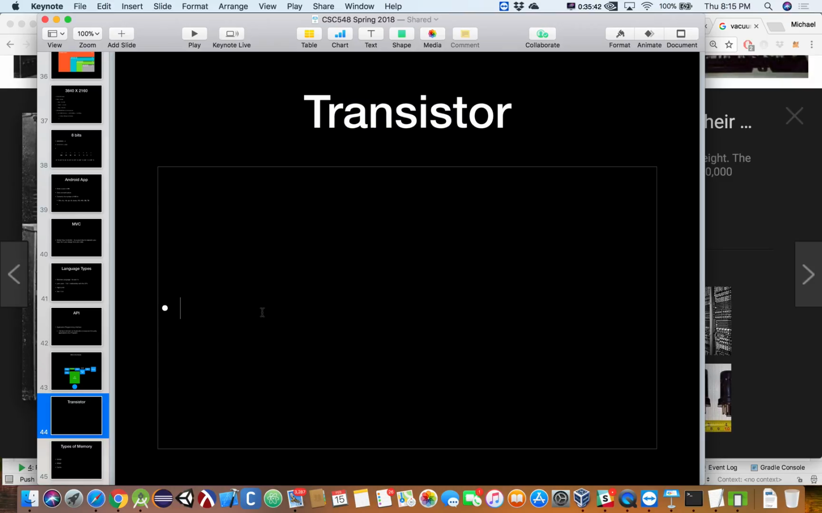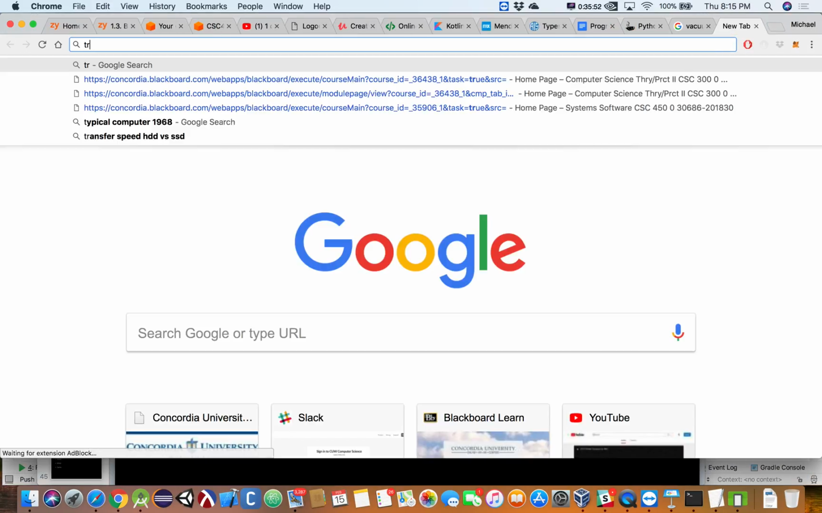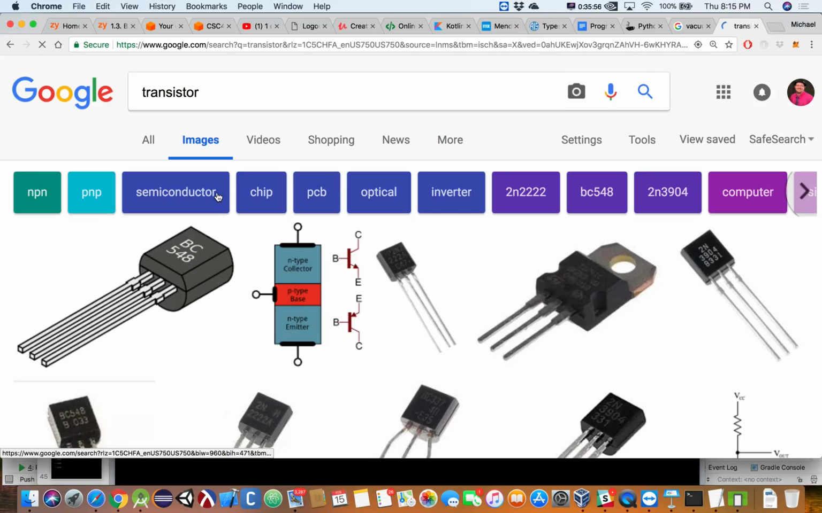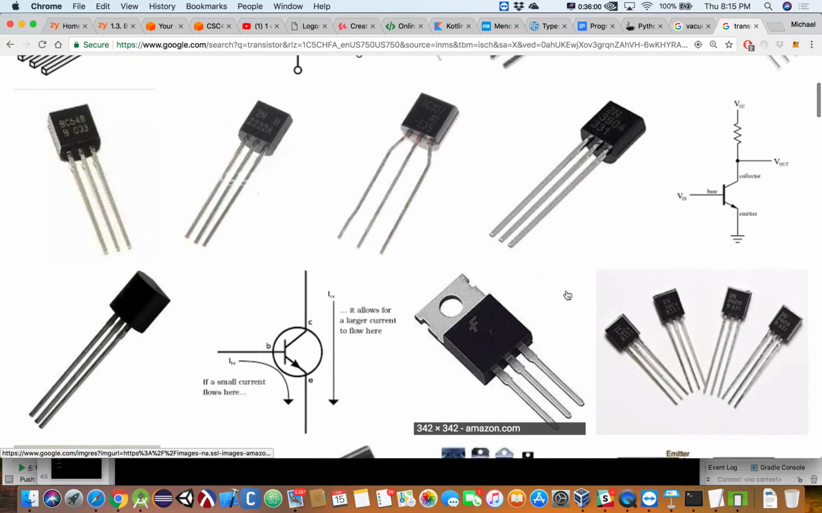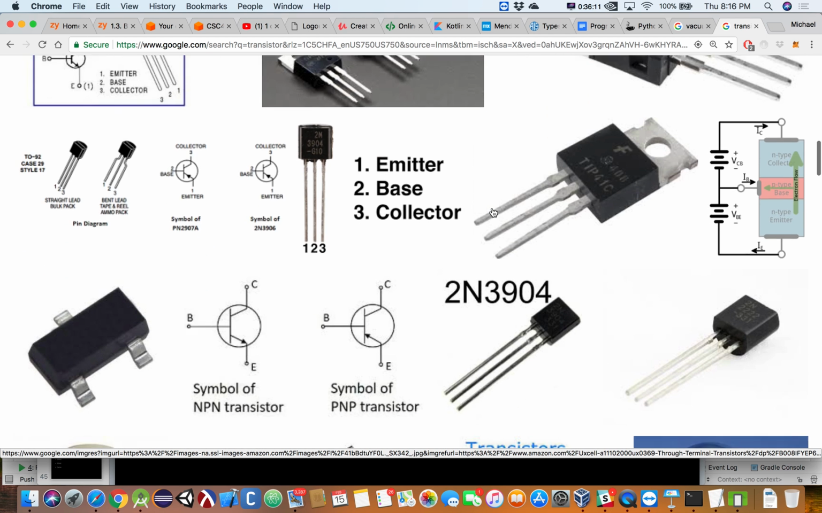What's a transistor? It's like a gate. Okay, so look at a picture of one of these things. I'm going to leave that guy up. All right, so this is what our modern day transistors look like. But at the end of the day, we can kind of think of it as being a switch. On or off. 0 or 1.